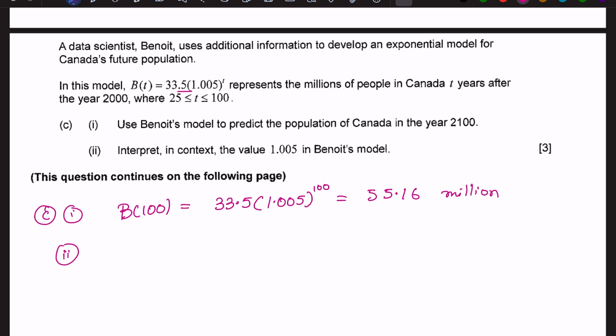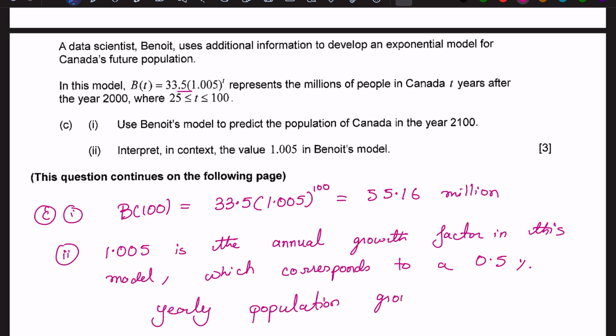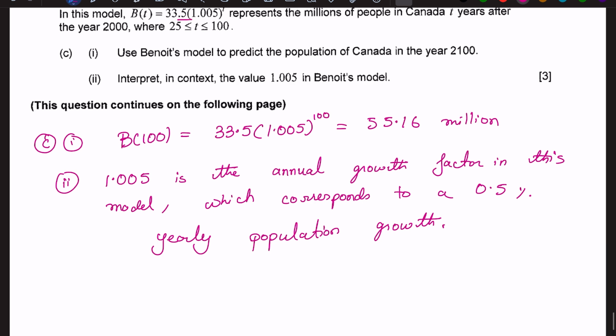Second, interpret in context the value of 1.005 in Benioff's model. So 1.005 is the annual growth factor in this model. Which corresponds to saying 0.005, like the fraction is increasing by 0.005, which becomes a 0.5% yearly population growth. That's all about this part C.